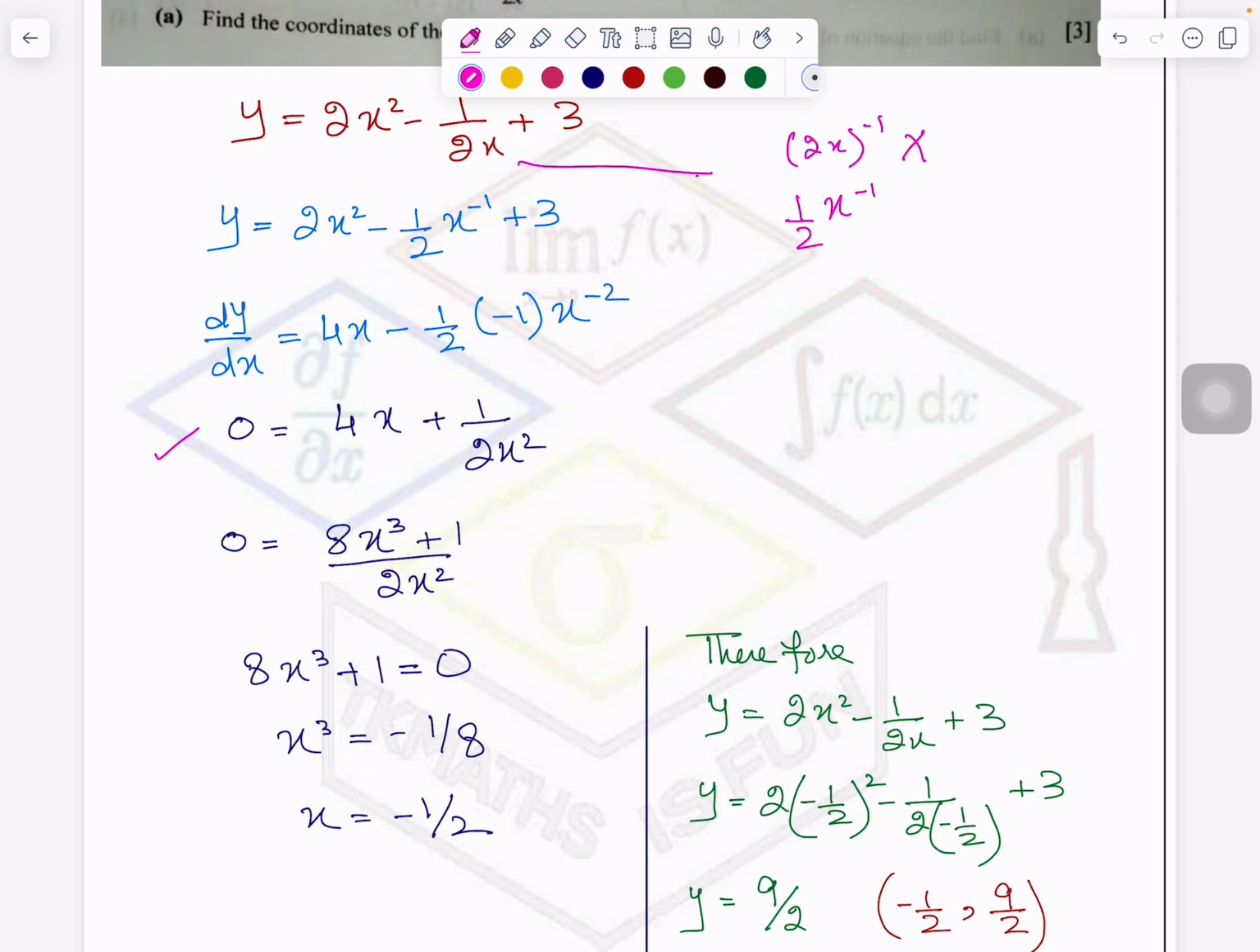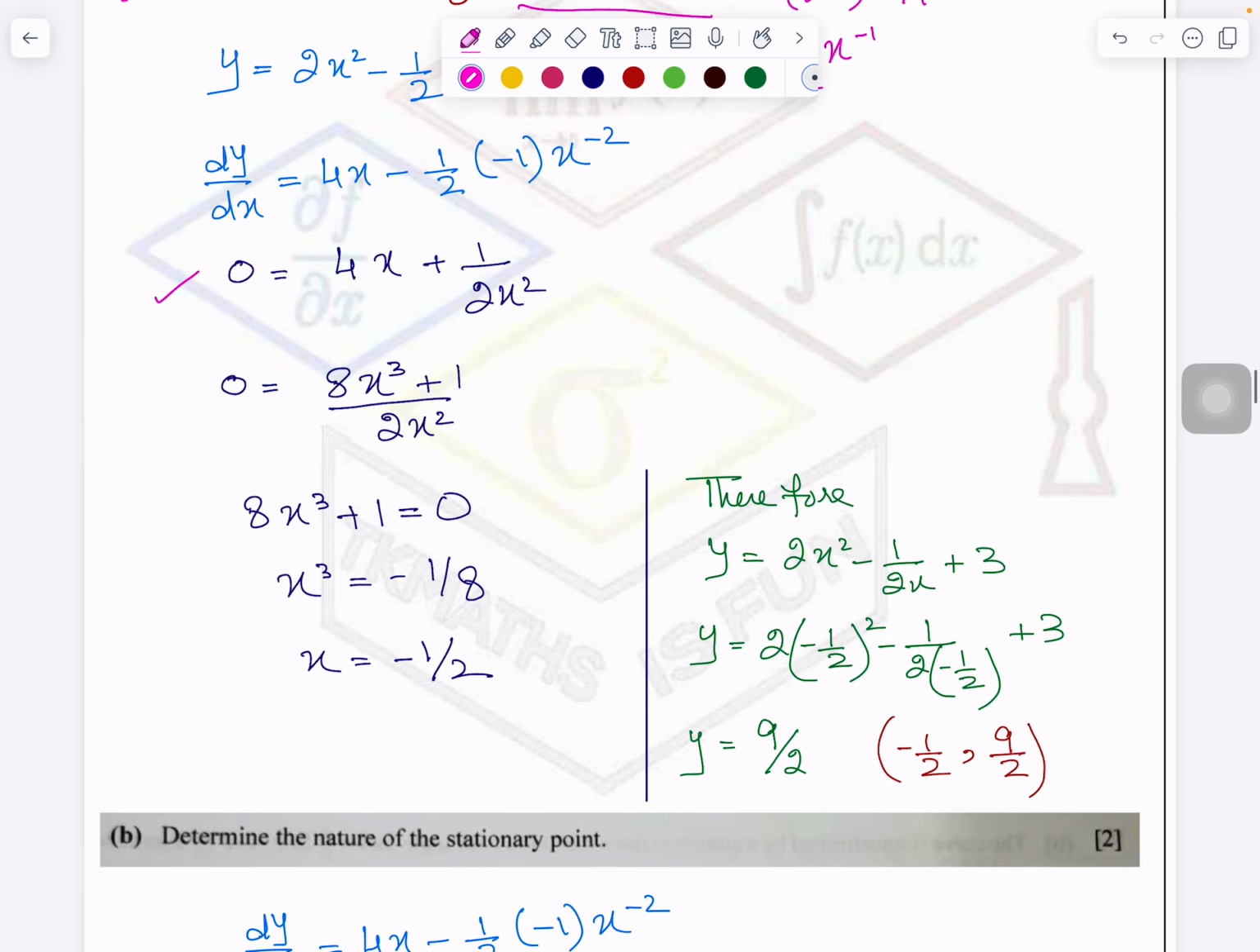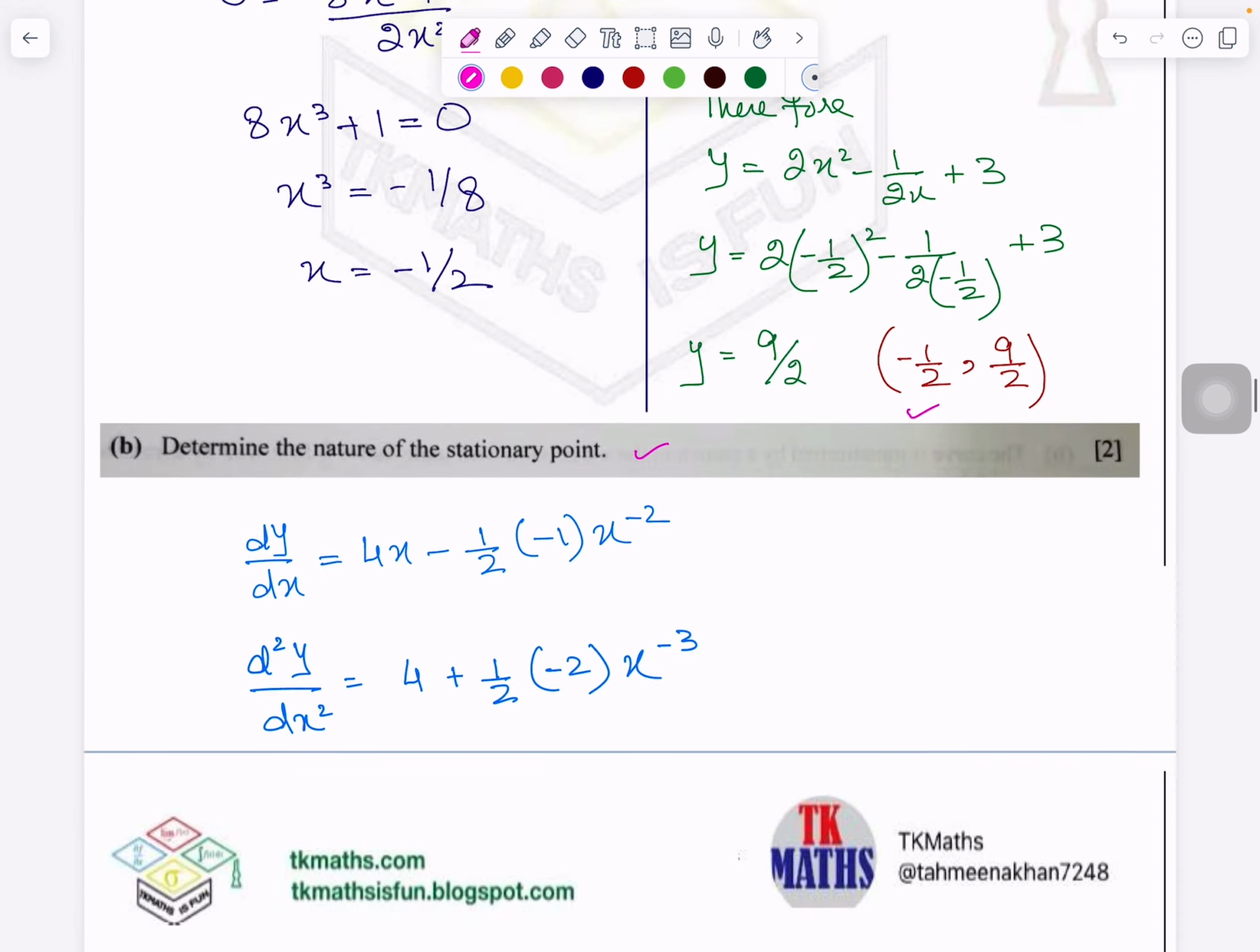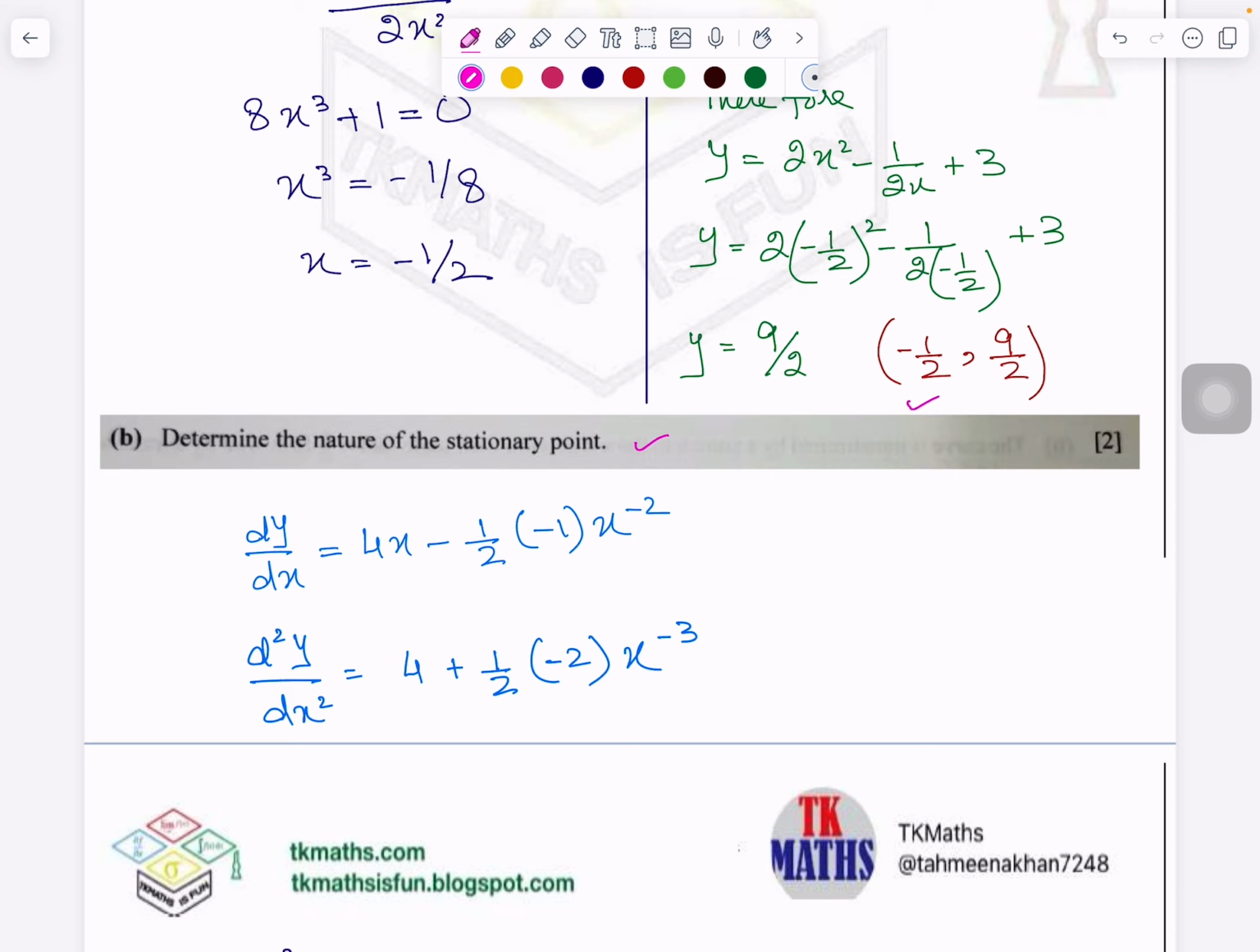Now once you have found the value of x, you can plug it back into the equation of the curve to get the value of y. So this is how you will get the stationary point. Now we know when we have to find the nature of the stationary point, we do the double derivative, the second derivative. And in that derivative, we substitute this value of x, which is the x coordinate of the stationary point. So this is exactly what I have done here, and I will substitute this value.